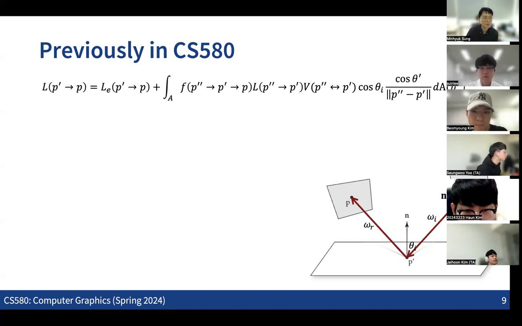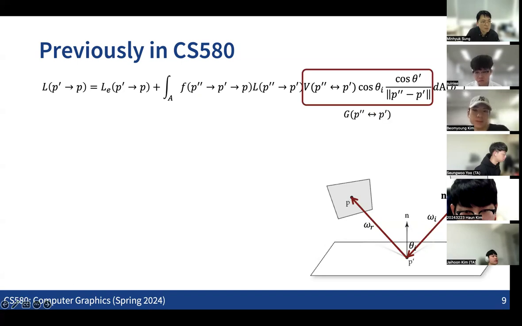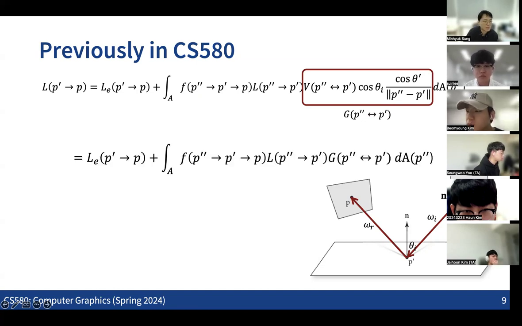We could rewrite the light transport equation into a three-point form, considering the area of the regions and the light sources. When we introduce a new term, G, which incorporates the visibility and the cosine terms, we get a simplified form of the light transport equation. So the question is how we are going to calculate this complex form.